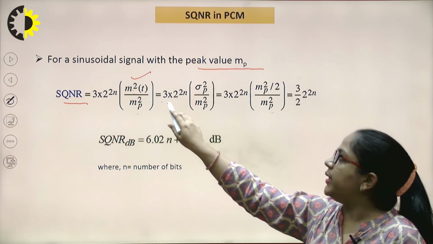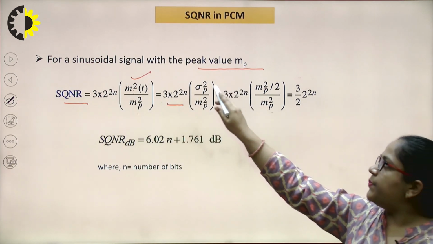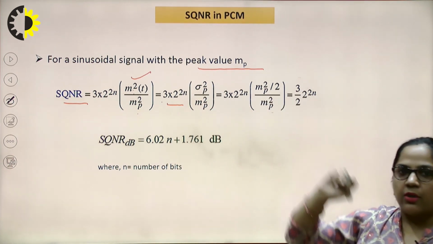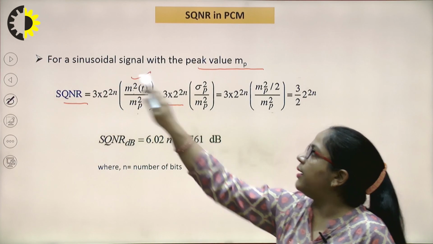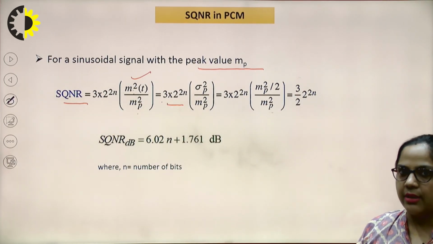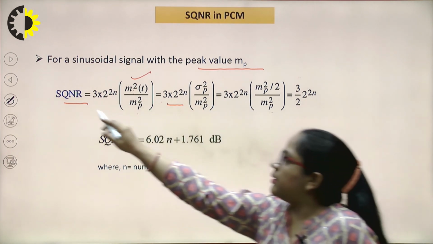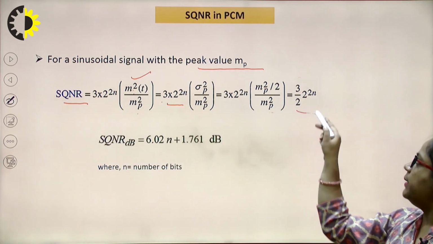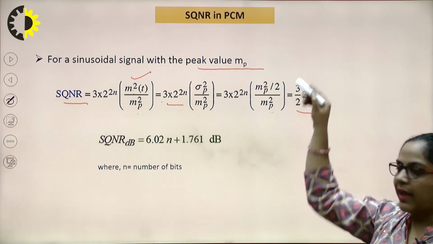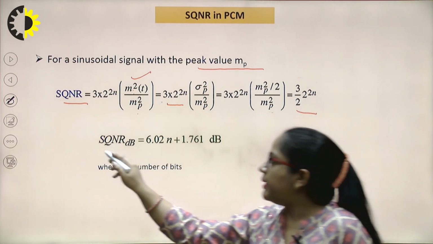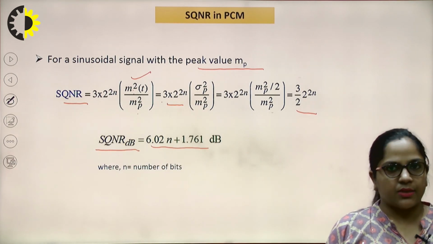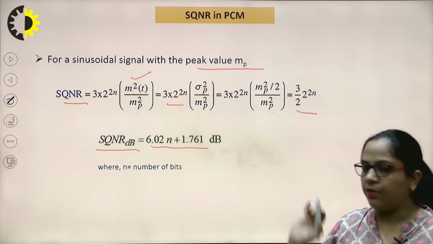That will be equal to 3 times 2 raised to the power 2n times σ²mp divided by mp². That indicates the average power of the signal, which is sinusoidal in our case. So it will become mp² by 2, the average power of the sinusoidal signal. So the signal to quantization noise ratio will become 3 by 2 times 2 raised to the power 2n. Simplifying this value in terms of dB, we get SQNR in dB as 6.02n plus 1.761 dB, where n is the number of bits.